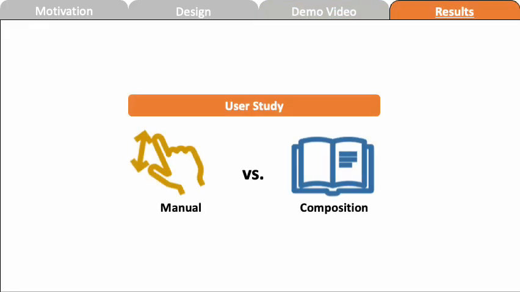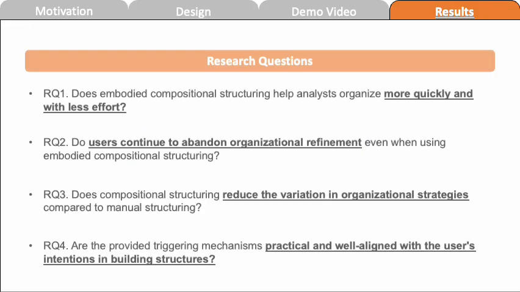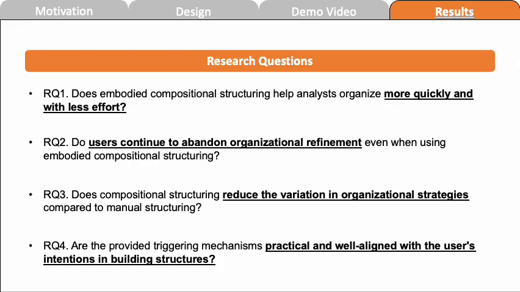Then, we conducted a user study that compared two different conditions: manual, where participants needed to manually interact with the placement of cells and execution indicators one by one. However, in composition, they were supposed to use the composition of structures to transform target cells into desired structures. For the user study, we were able to answer the following research questions.